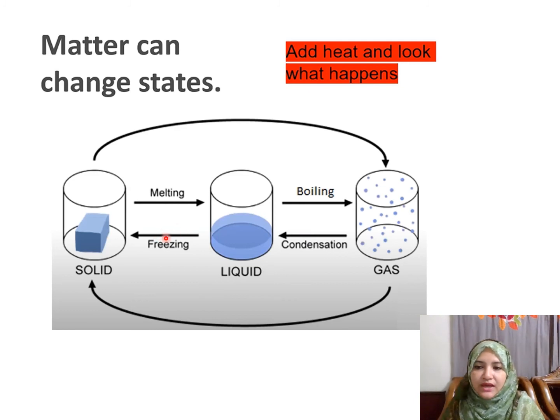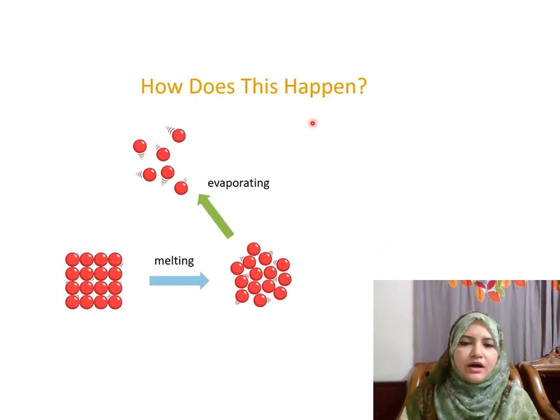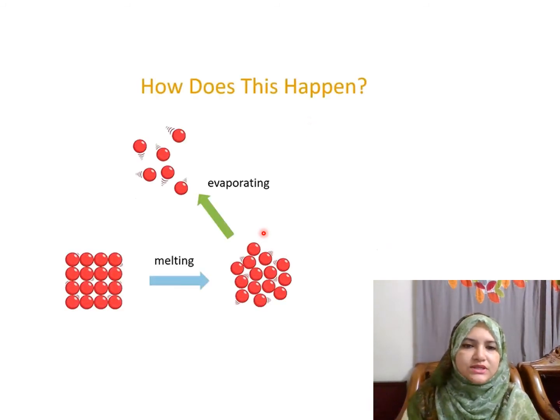Let's take a look at it in a little more detail, and hopefully you will understand this after the next few slides. Now, how does the change of state happen? Look at the diagram. We have our solid here, this is the structure of our solid, this is the liquid, and this is the gas.